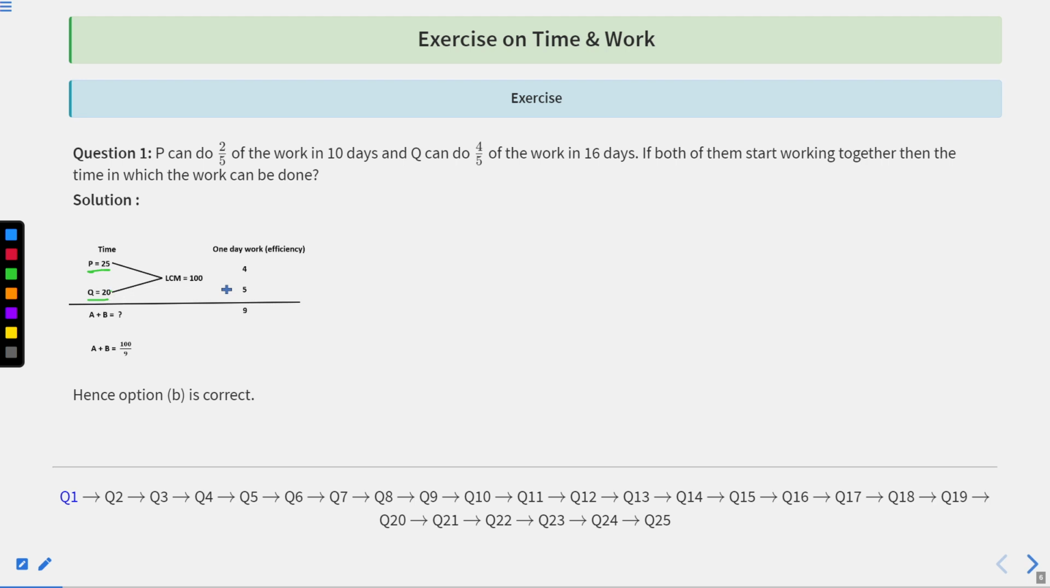So take the LCM of both of them, as we have studied in the theory class. The one day work, the efficiency, will be given by 100 upon 25, that is 4, and 100 upon 20, that is 5. So the total work that P and Q can do together in a day is 9. That means P plus Q is equal to 100 upon 9. So the correct option here is option B.